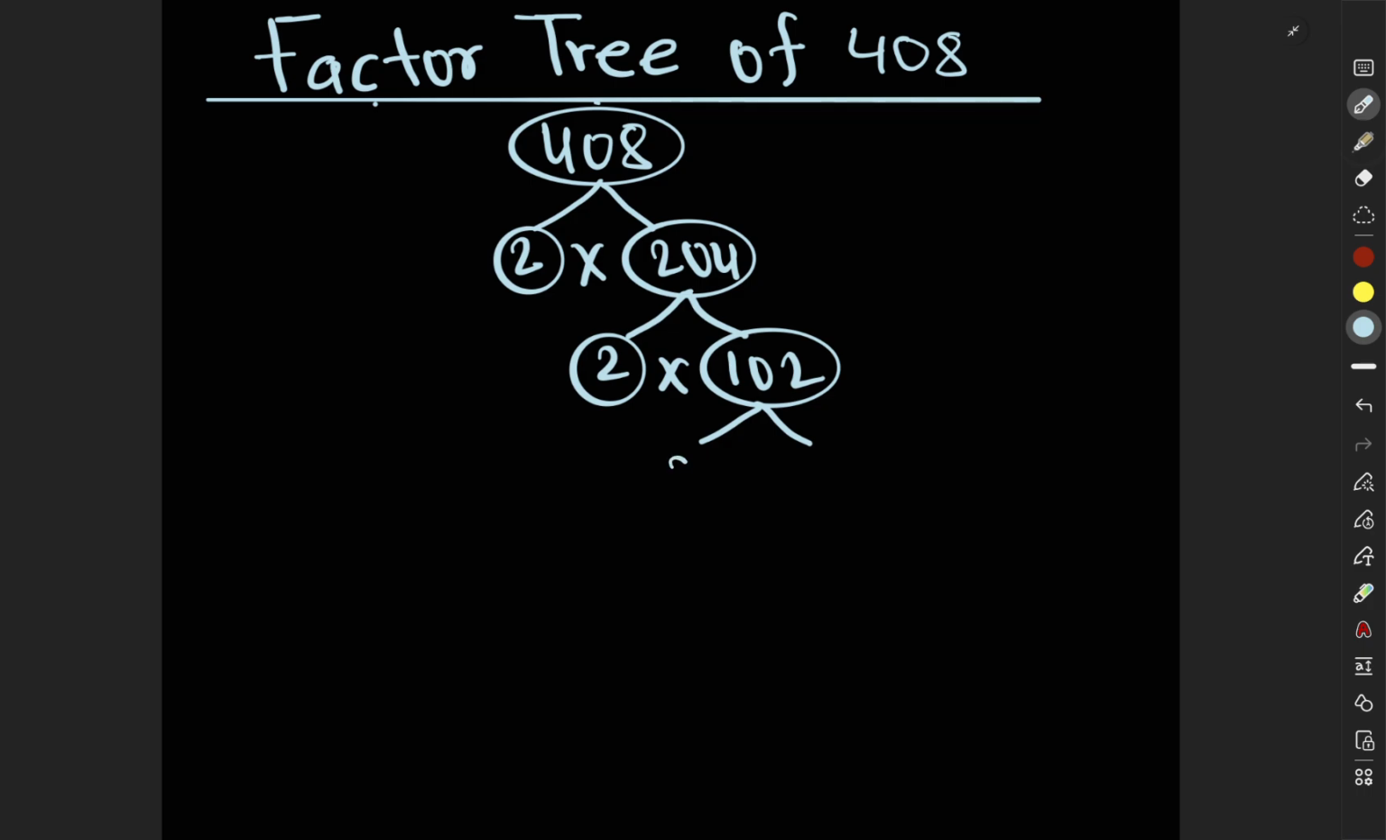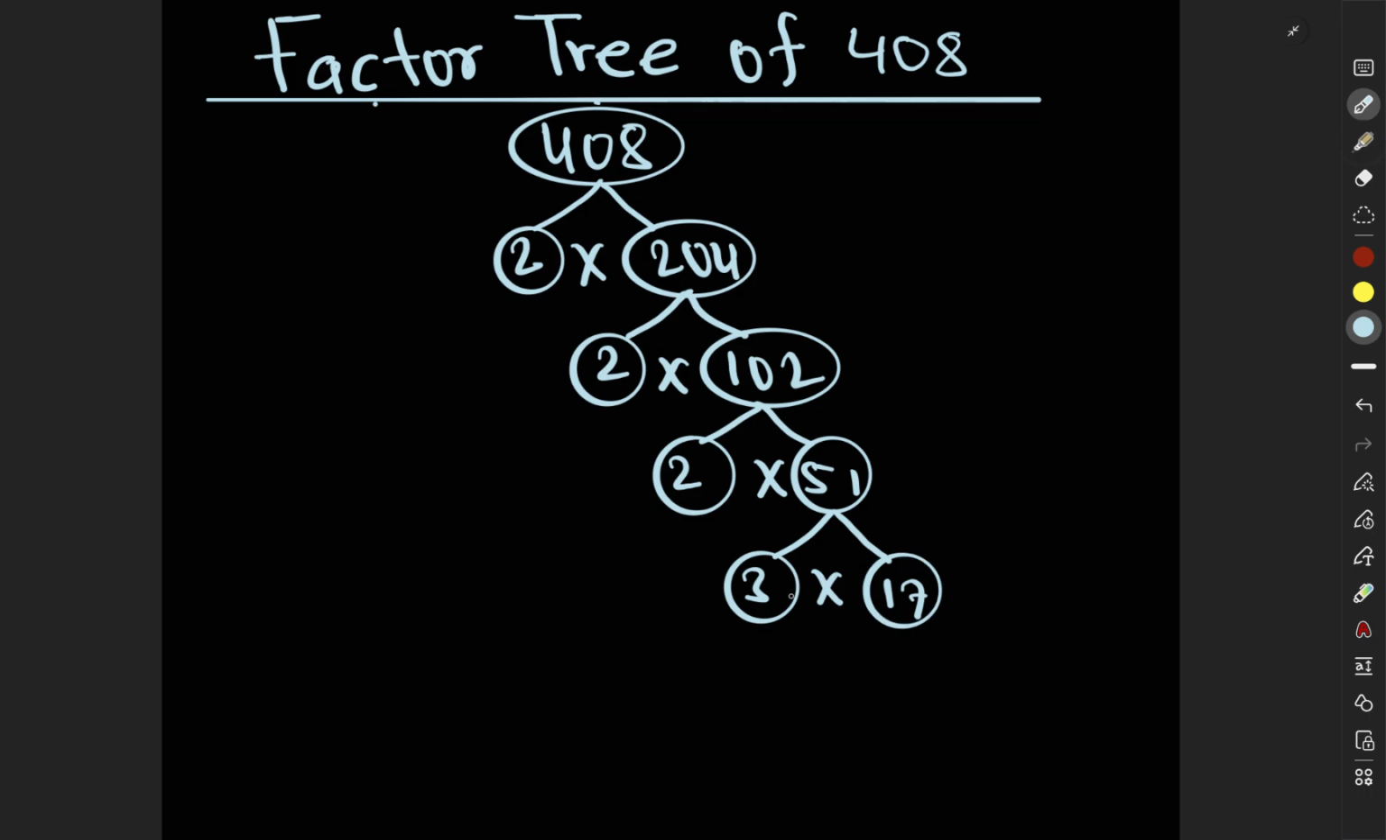102 can be written as 2 times 51. 2 times 51 means 102. 51 can be written as 3 times 17. 3 times 17 means 51.